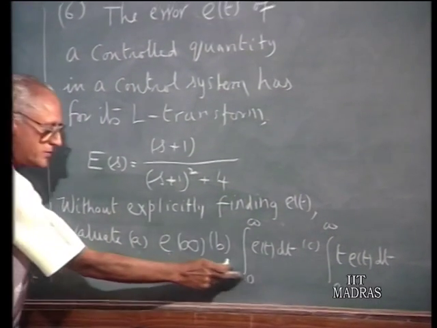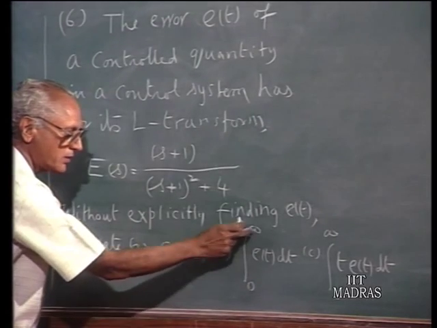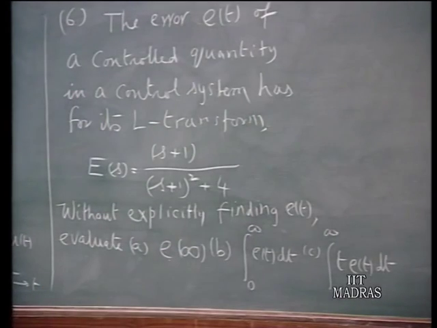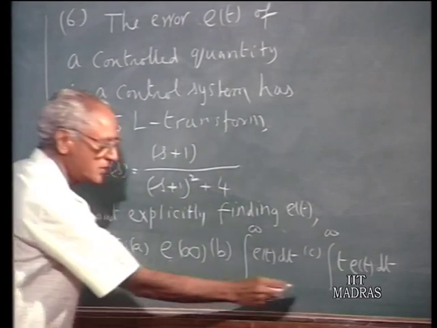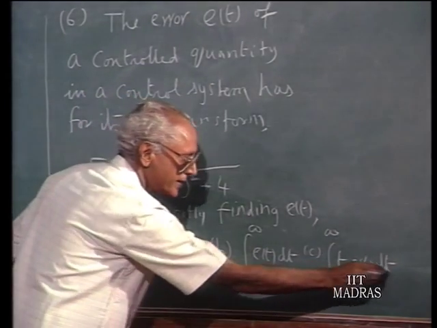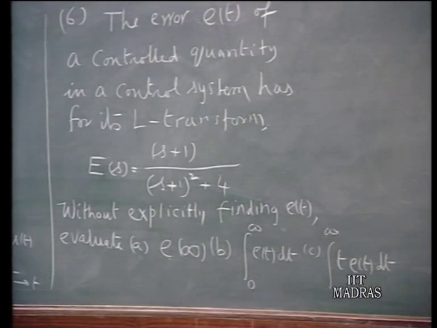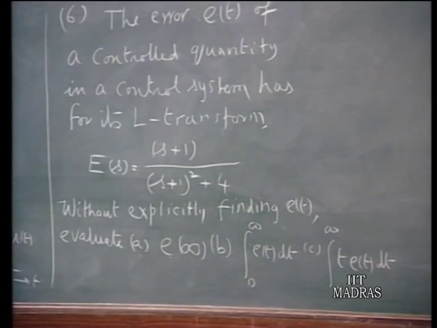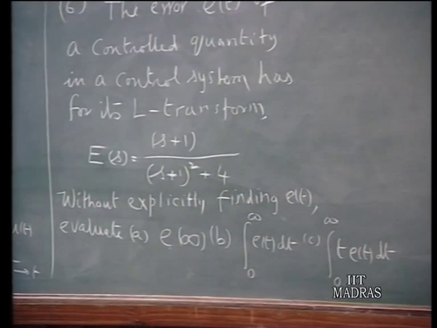B, integral 0 to infinity of e of t dt, the integral of that error over the period 0 to infinity. C, integral 0 to infinity of t e of t dt, that is time multiplied by e of t dt. This you should be able to do without actually finding out e of t, using the initial value theorem, the rule for integration, and so on and so forth.